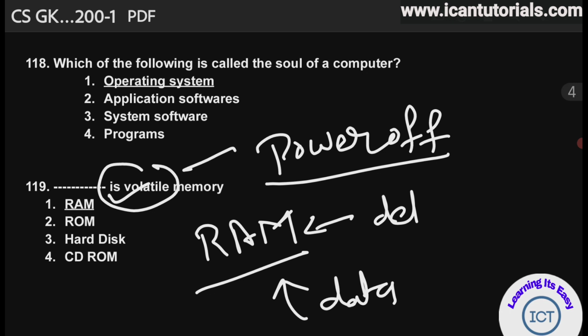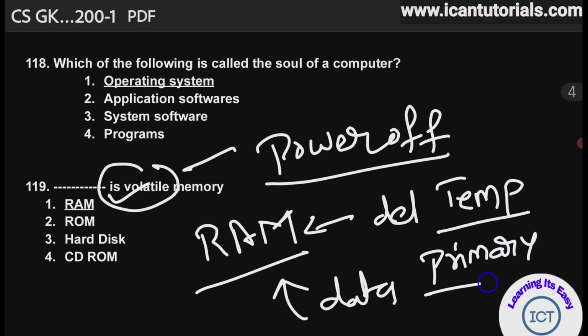RAM is also called temporary memory. Why is it called temporary memory? Because data will be deleted as soon as the power is turned off. It is also called primary memory. RAM is also called primary memory, temporary memory, and volatile memory.